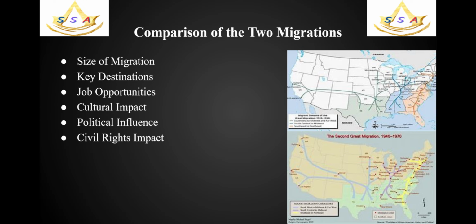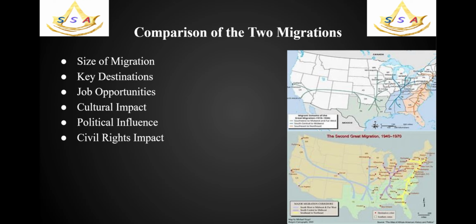So the second migration was influenced not only by the economic factors, but also by the changing political climate and a heightened awareness of civil rights issues. And the key destinations for the Great Migration, you had Chicago, you had Detroit, and you had New York City, specifically Harlem.